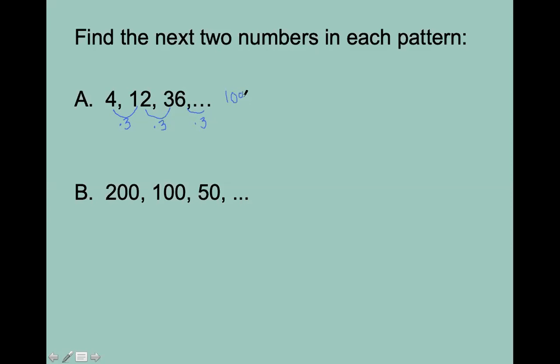Let's double check here. 6 times 3 is 18. 18 times 3 is 54. And then I'm going to multiply by 3 again. Looks like that would be 324.